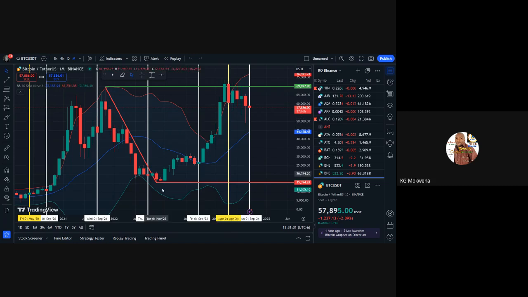Imagine Bitcoin recovered from 15,000, which happened in November of 2022. Bitcoin recovered from that. And remember, from November 2021 until 2022, the market has just been bearish. This is what it was, just winter season, for instance. And then from there, we started seeing the Bitcoin price rising.